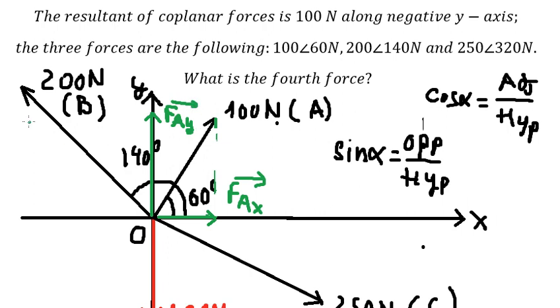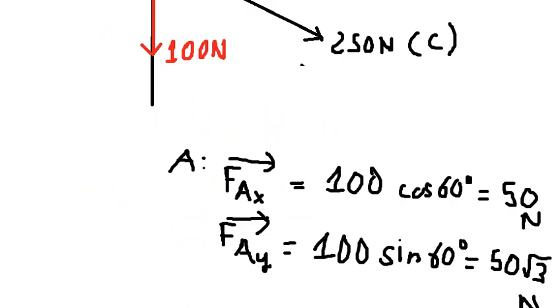Now we can go to the next one. I will select the blue color. We need to find this angle in here. We know that this one is 180 degrees, so 180 degrees minus 140 degrees, you got 40 degrees in here. Now we need to find FBy and FBx. So we do the same.